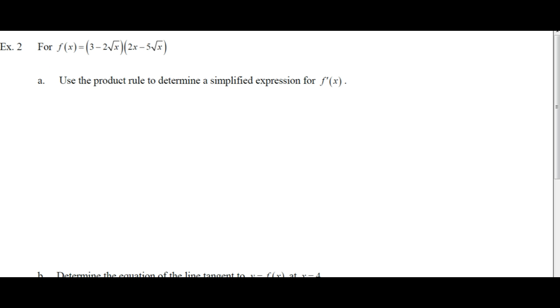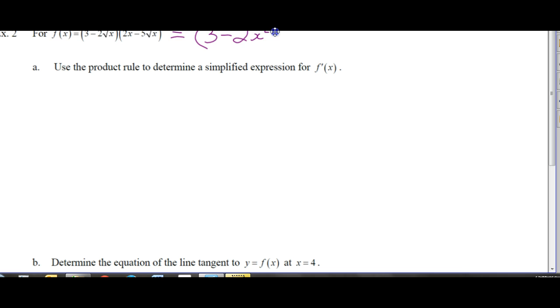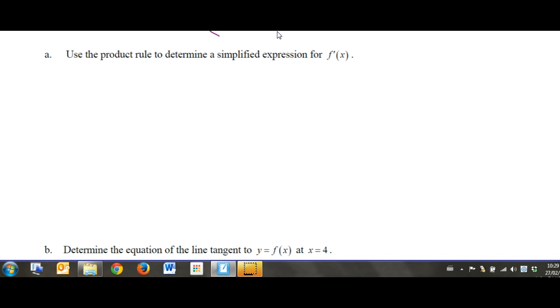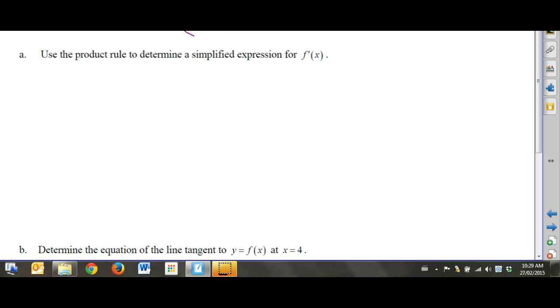If f of x is 3 minus 2 root x times 2x minus 5 root x, use the product rule to determine a simplified expression for f prime of x. So first, we want to get rid of root signs, right? So it's 3 minus 2x to the 1/2. I can't undo that, can I? I have to move it.